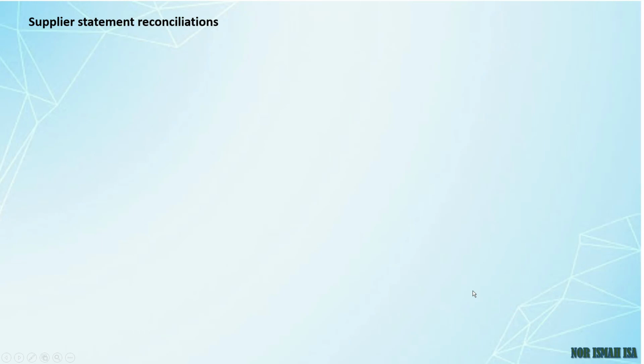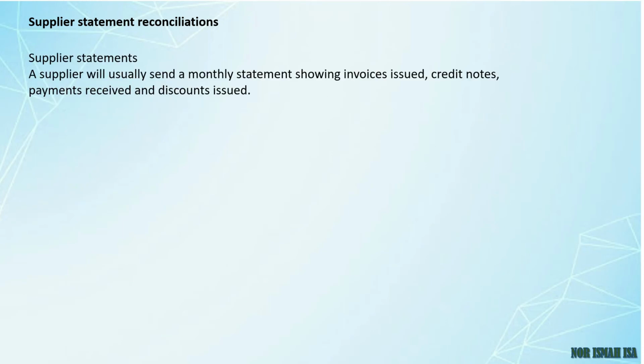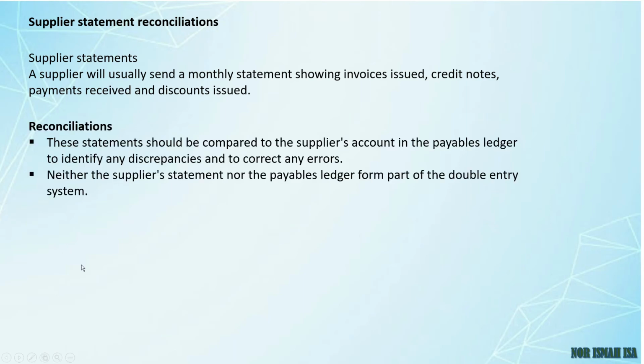This is the last part of this topic, which is the supplier statement reconciliation. The supplier usually sends a monthly statement showing invoices issued, credit notes, payments received, and discount received. So this will show the balance of the payable. For reconciliation, when a business receives this statement, you need to compare it with the supplier account in the payable ledger to identify any differences and to correct any errors.